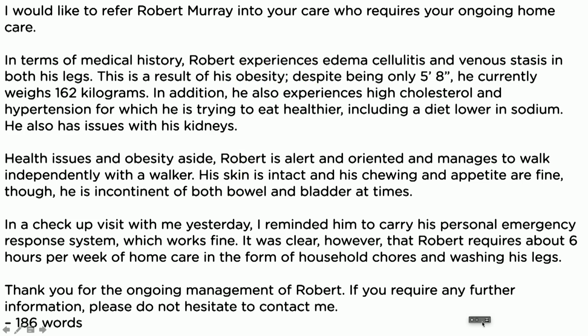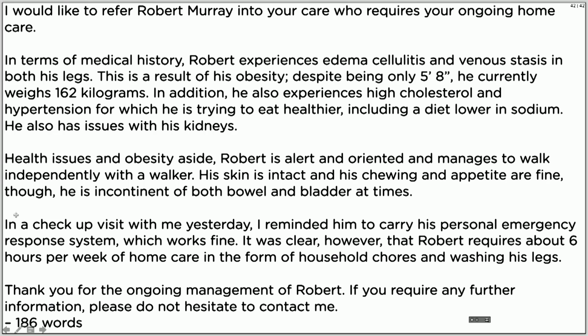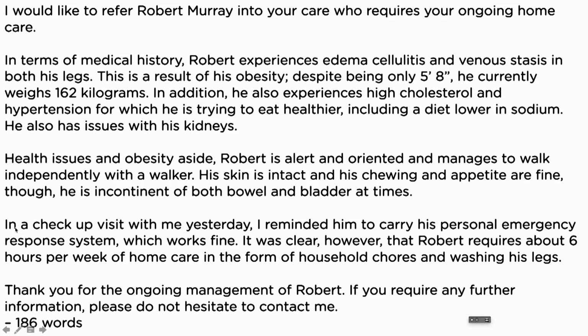Now I move to the third paragraph, because remember Robert had a checkup on the 18th of the 6th, which was yesterday. In a checkup visit with me yesterday, I reminded him to carry his personal emergency response system, which works fine. It was clear, however, that Robert requires about 6 hours per week of home care in the form of household chores and washing his legs.